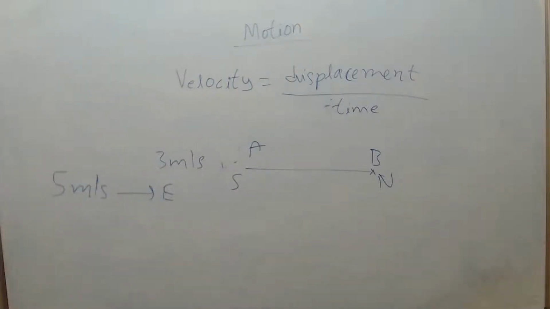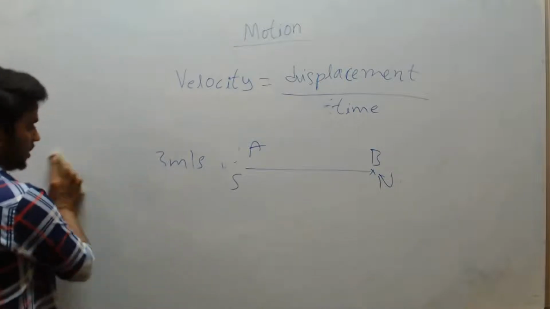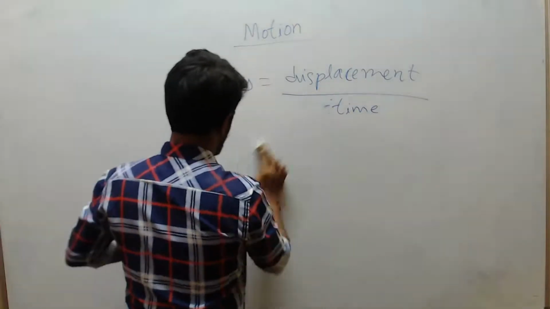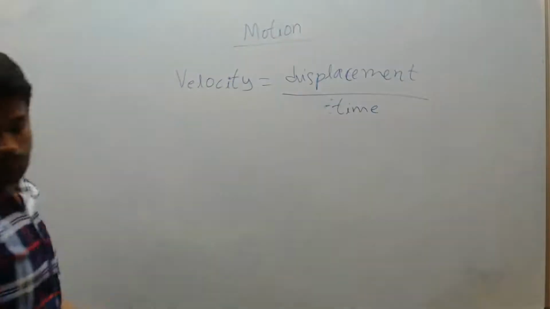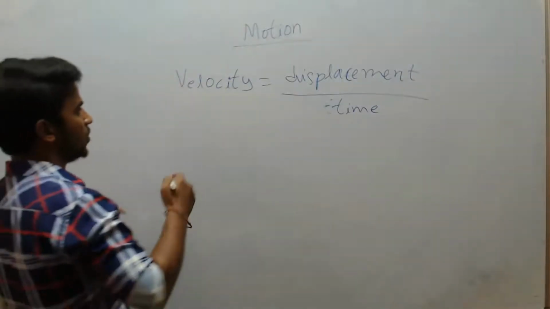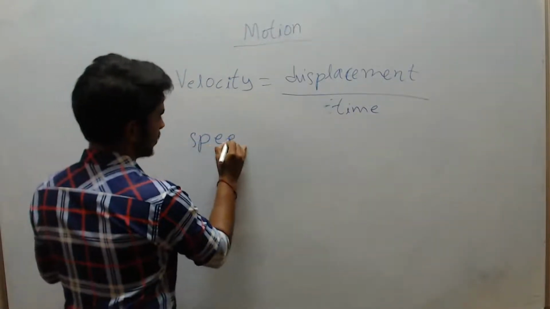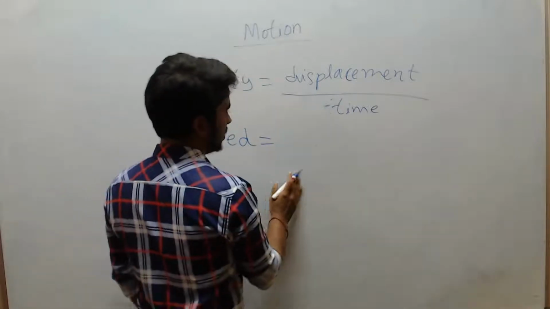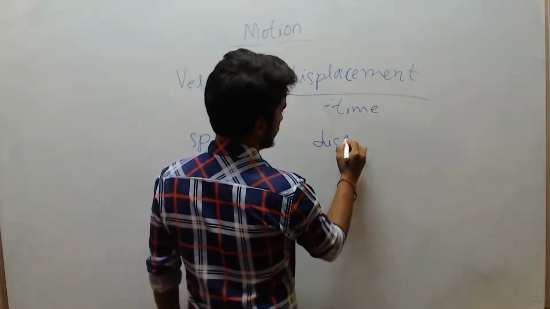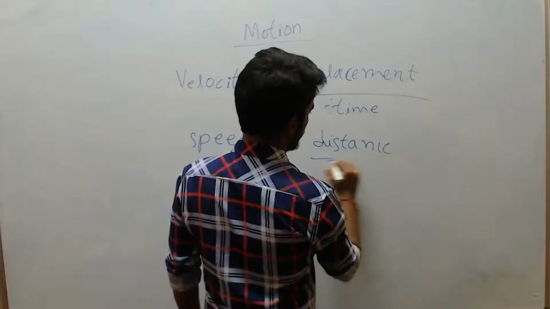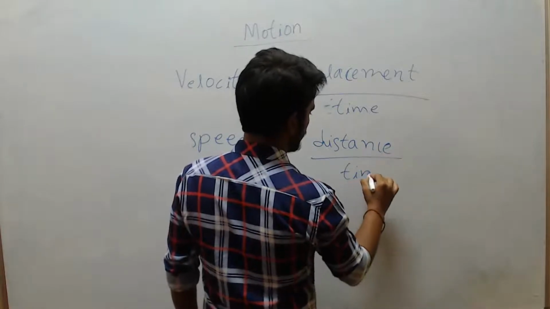Velocity means it is the displacement covered by a moving object in a given time. Okay. So what is the speed? Speed is the distance covered by a moving object in a given time.